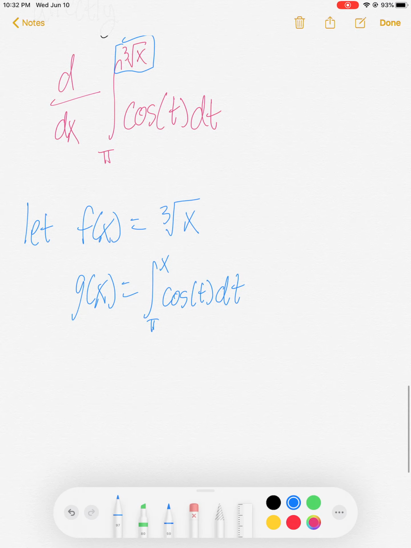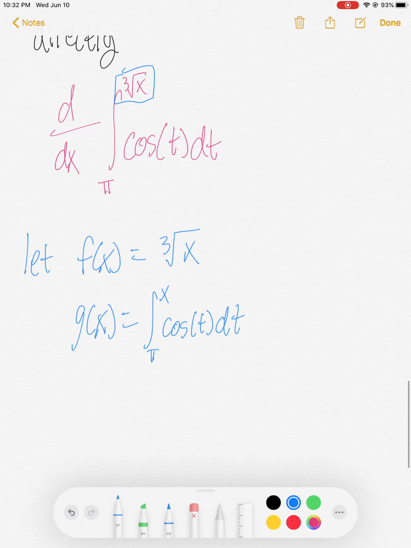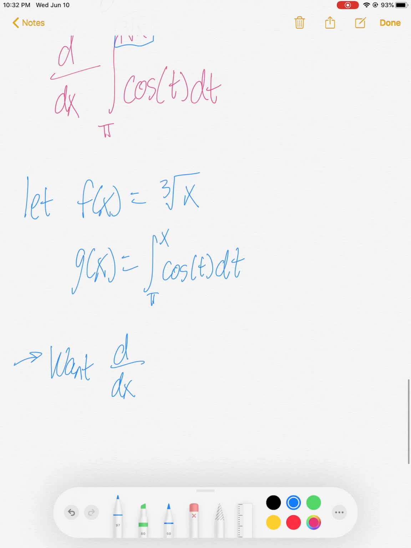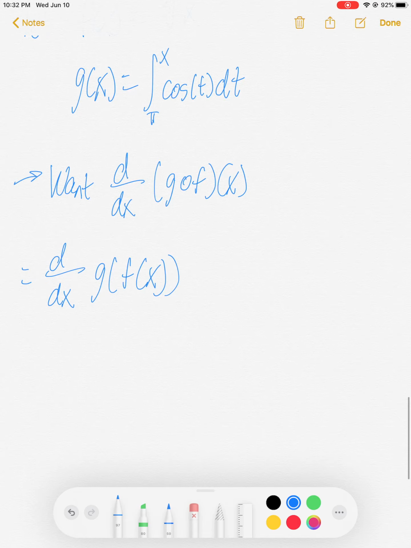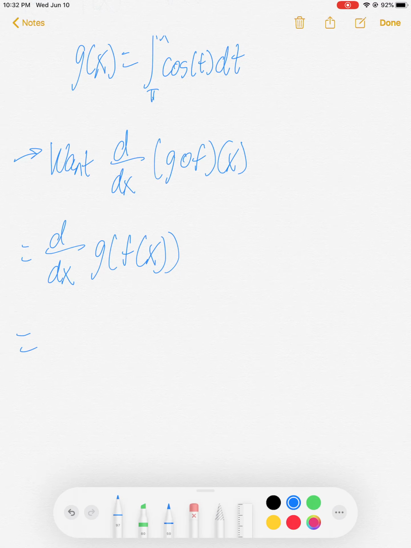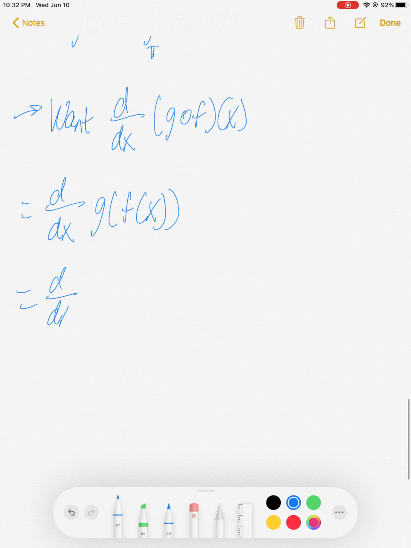It then follows that let f of x be this thing, and let g of x be the integral from pi to x of cosine of t dt. Okay, so what we want then is the derivative of, it looks like we're doing g composed with f, because I do f first. G composed with f of x.